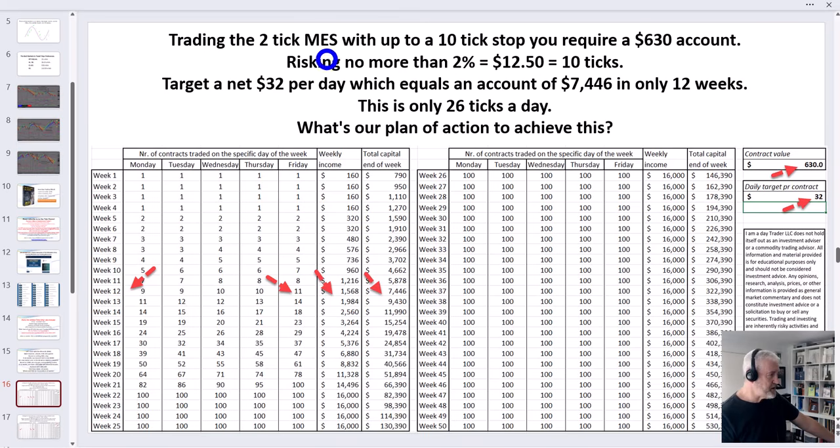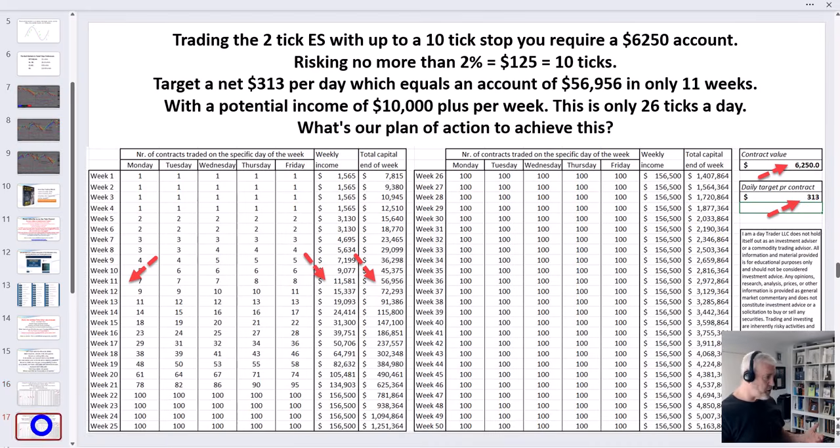If you're trading, say, the 2-tick on the micro, and you go for $32 a day, now that means that if you achieve, and I've got to say legally, potentially $32 a day, and I'll show you how to do that in a moment, that's only 26 ticks a day. Within 12 weeks you've got a $1,500 a week income, potentially, I've got to say legally, and you've now got $6,446. So you're now ready to start rolling over and trading the big contract.